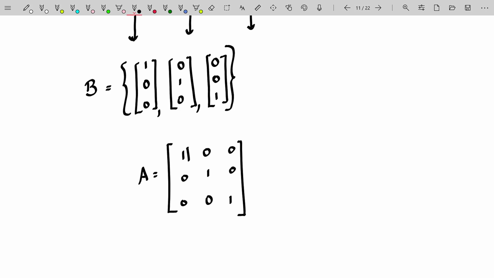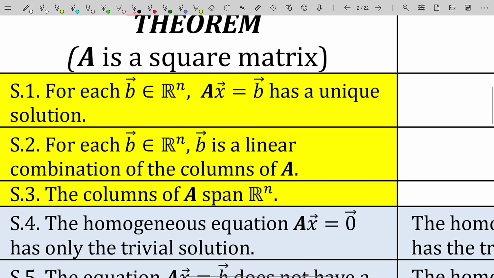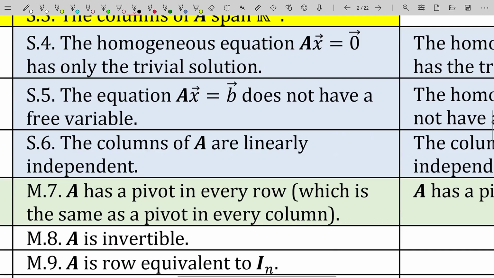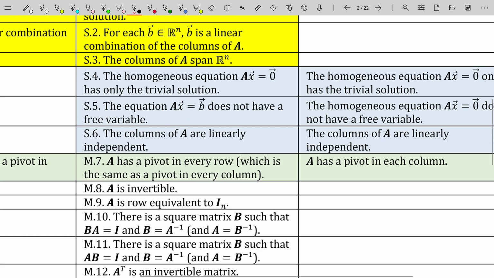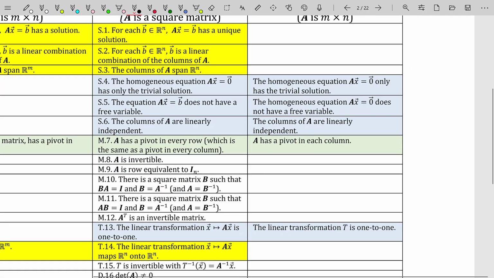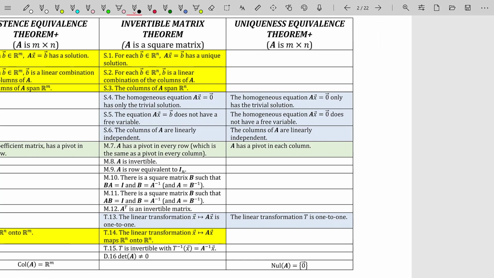Notice each column has a pivot. Notice this matrix is square. Thus, by the invertible matrix theorem, if you have a square matrix and, scrolling down, if your matrix has a pivot in every row, or in other words, in every column, then everything in the invertible matrix theorem holds. All of that central column there holds.